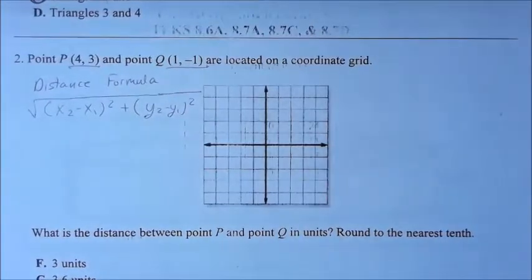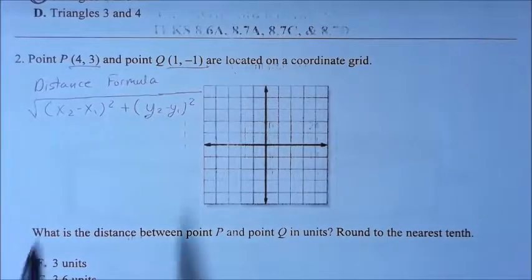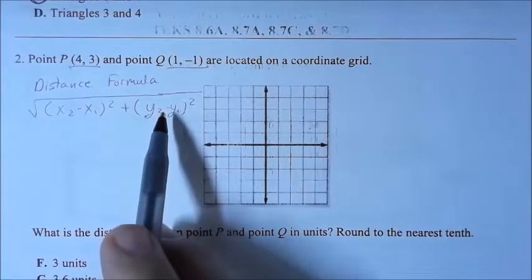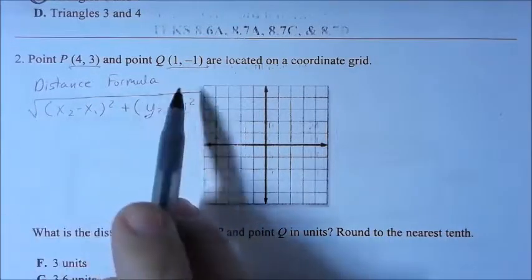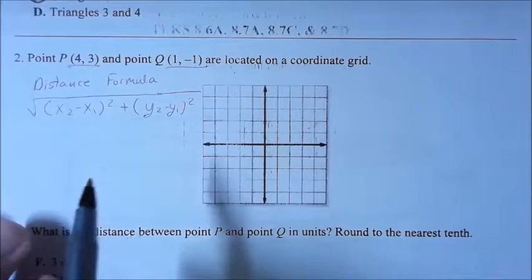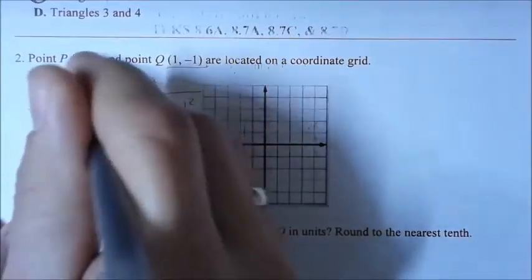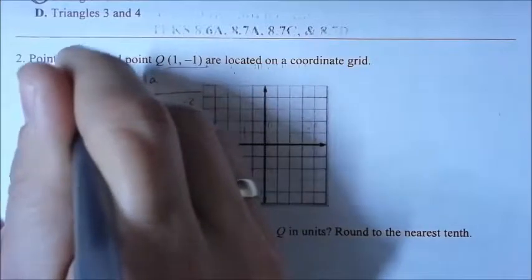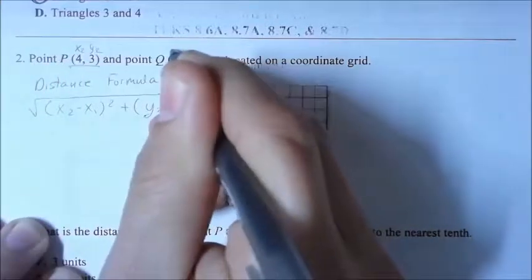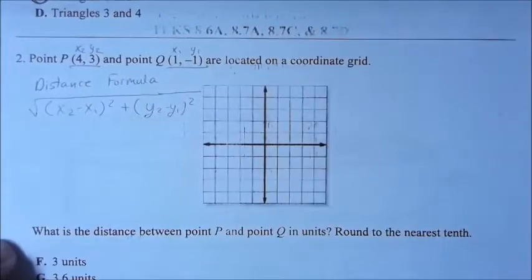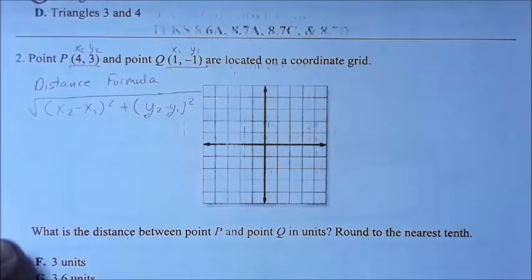What we're looking at, we're just trying to find the total change in x squared, and we're adding that to the total change in y squared, and then we're taking the square root of it. So that's one way. We could have done it that way. And if we were doing that, we would have labeled these up here. We could have said, okay, I'm going to call this x2 and y2, and I'm going to call this x1 and y1.